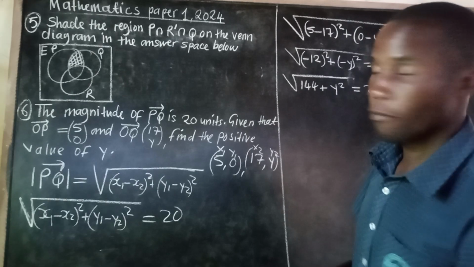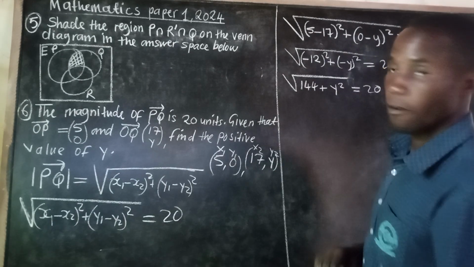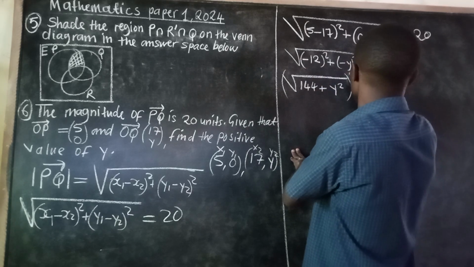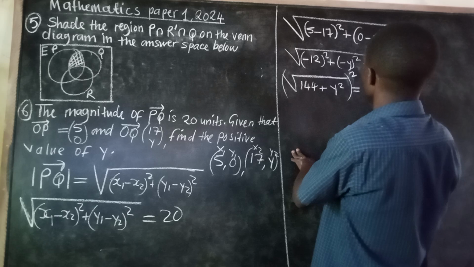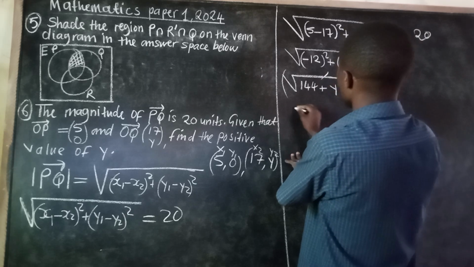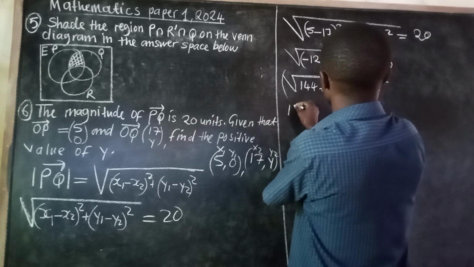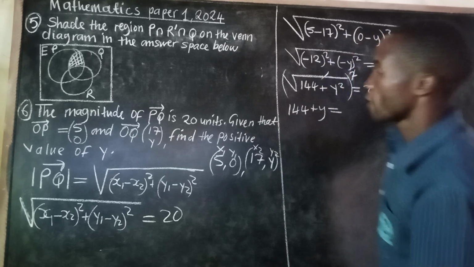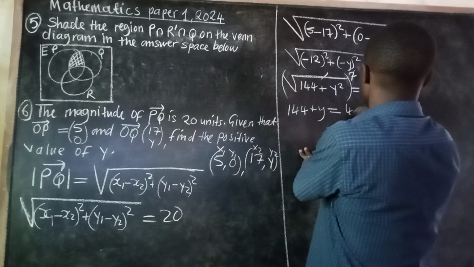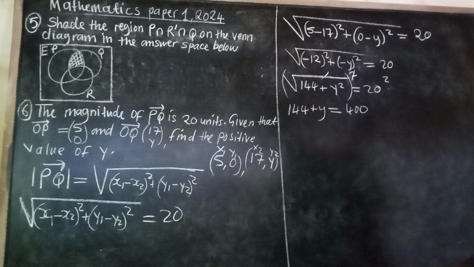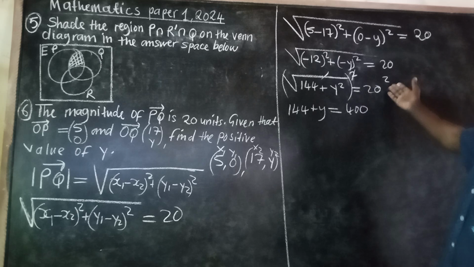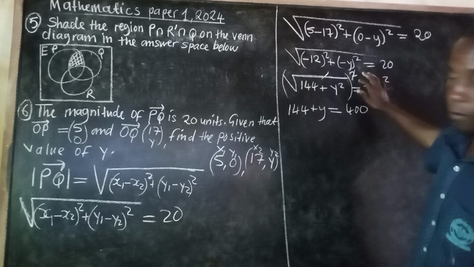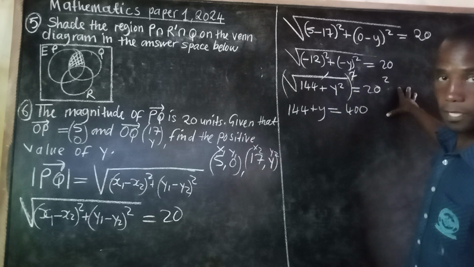For us to find the value of y, we need to get rid of the square root that we have. How do we get rid of it? We are going to introduce the square on both sides. So the square will cancel the square root, and we are going to have 144 plus y squared, then equals 20 squared, which is 400. So this square came about when we introduced it so that we can get rid of the square root.